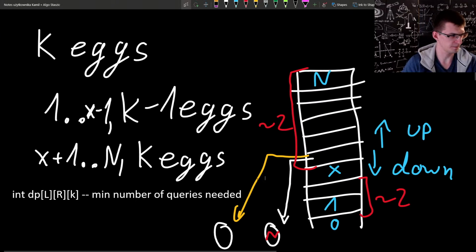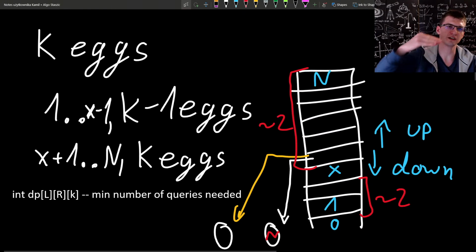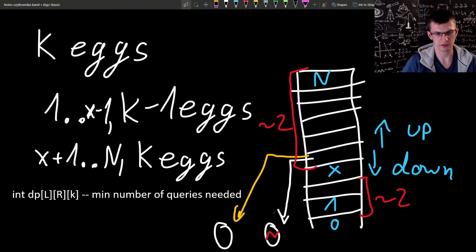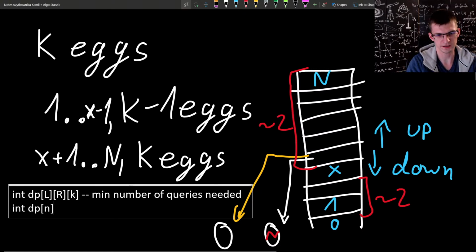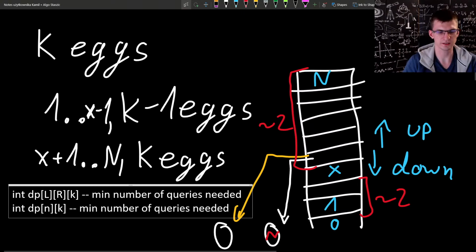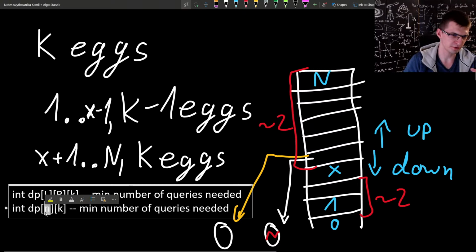So that's some idea. But actually it doesn't matter if we are left with investigating floors 1 through 3 or 2 through 4. Because if we know that the magical floor is somewhere here, then we need the same number of queries as knowing that the magical floor is somewhere here. It's the same. So instead of this, it's better to just do int dp of n, k, still the minimum number of queries needed, if we are left with n floors and k x.